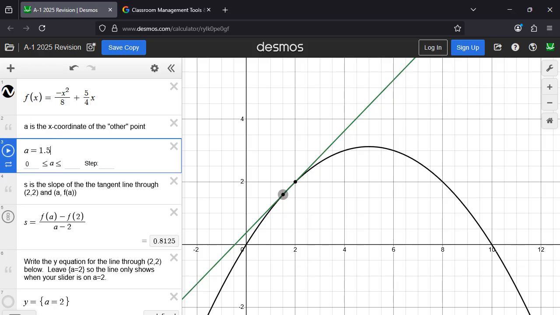Man, it's a calculator, and it does the math for me for free. I can get even closer. I can hit 1.9. And you can see those points have gotten really close together. And I'm at 0.7625.